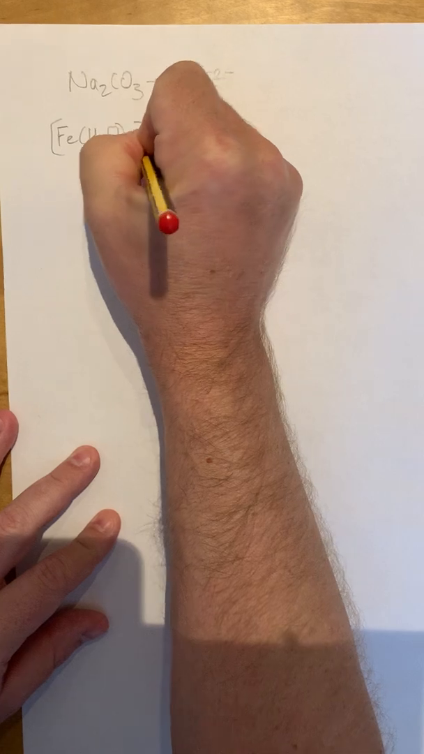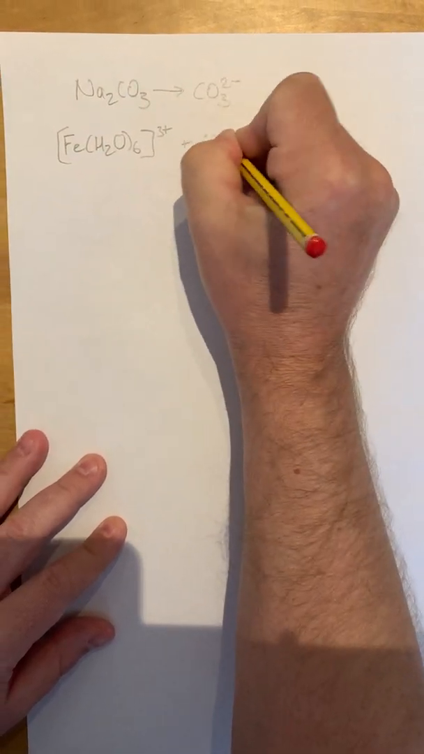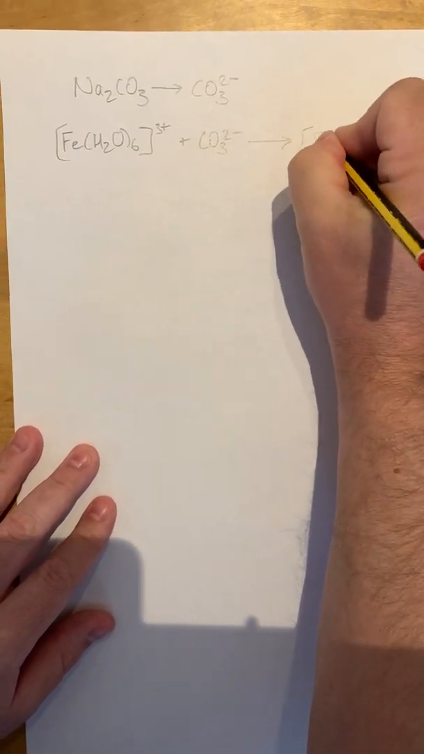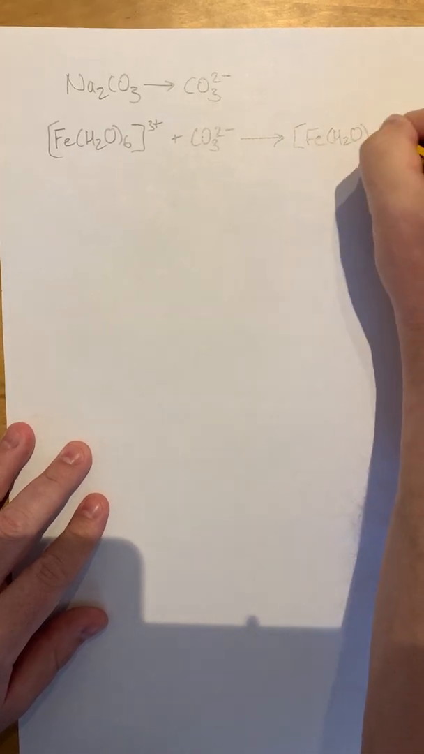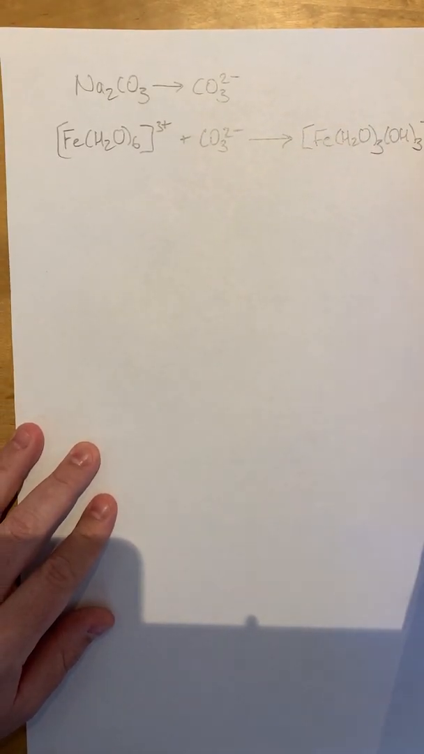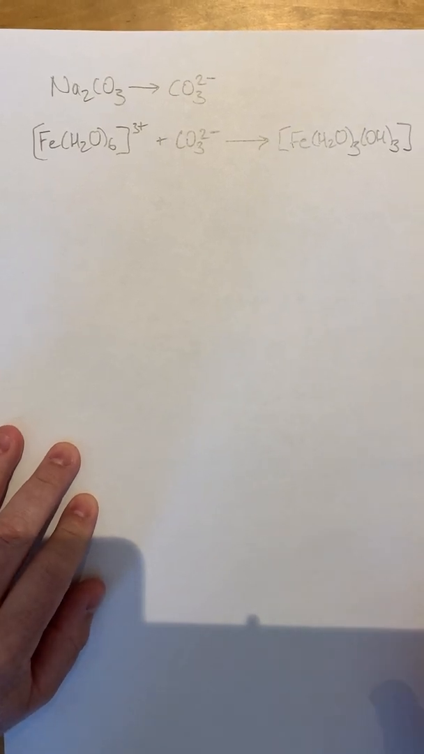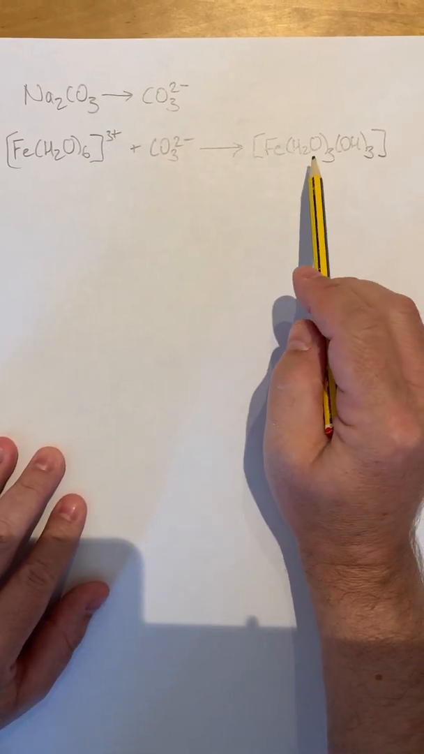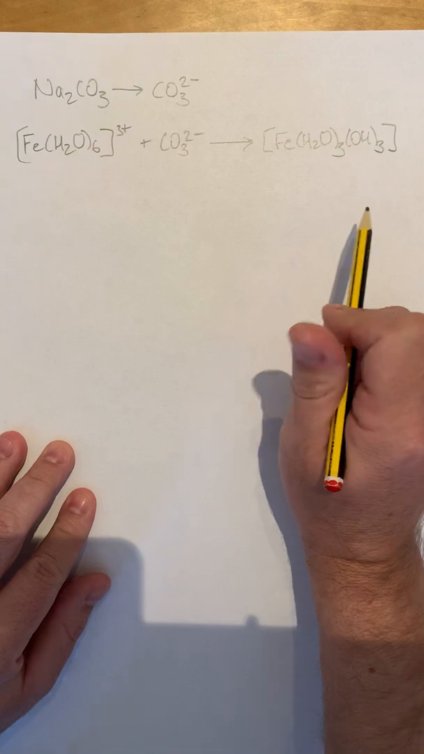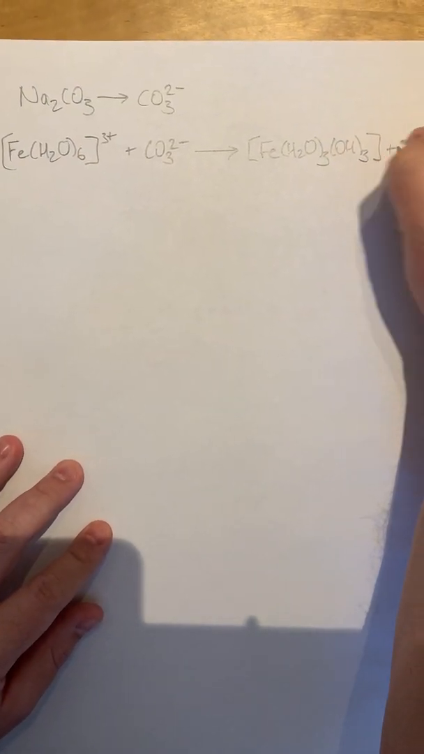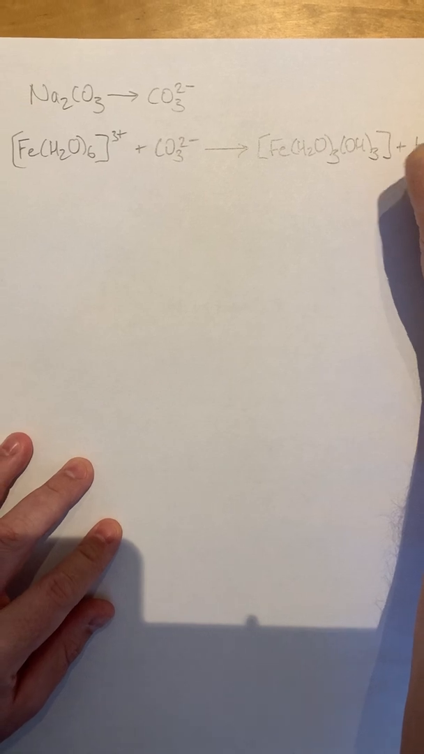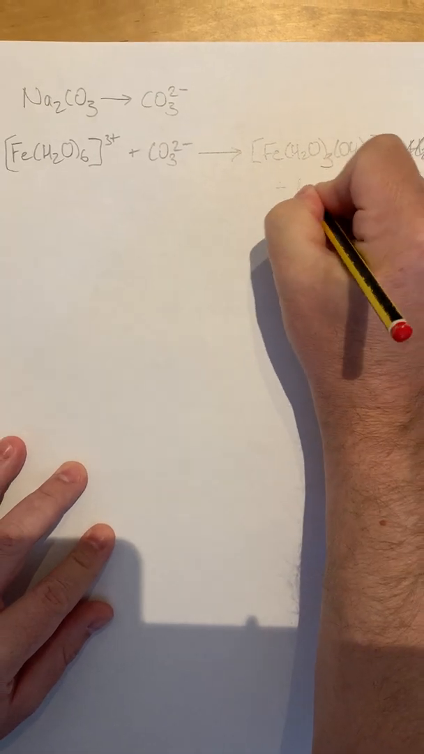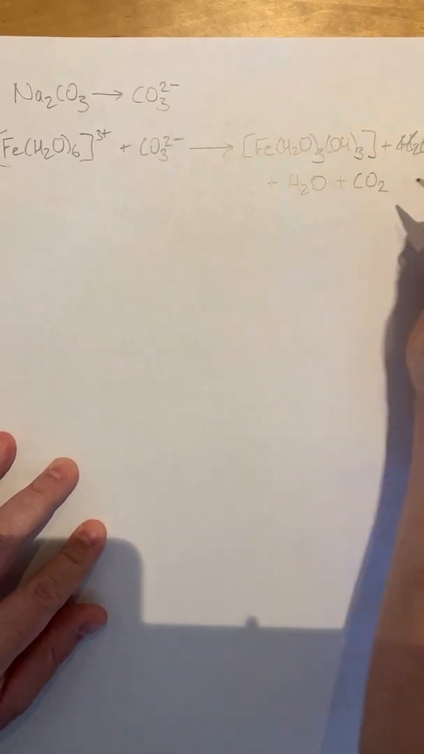Now, an overall equation for [Fe(H2O)6]3+ reacting with CO3 2-, with carbonate. Now you can see that goes on to form Fe(H2O)3(OH)3. It forms a precipitate. For a 3+ metal ion to be a precipitate, it's got to lose 3 H+. So it goes from the 3+ down to neutral. So that means we have 3 water ligands and 3 OH- ligands. And then because of that, we also form H2O and also CO2.